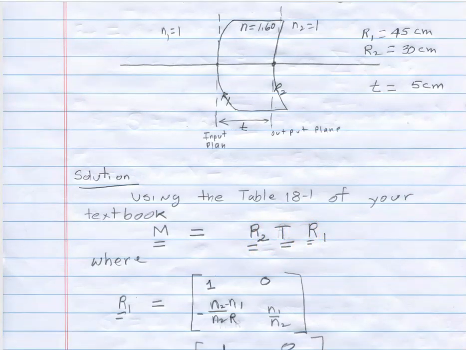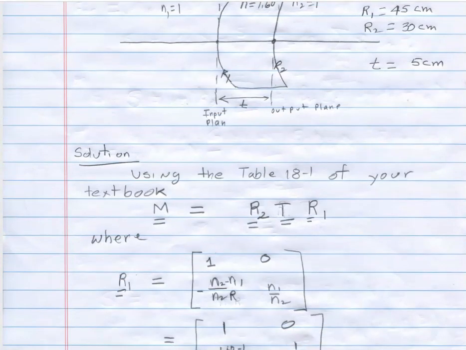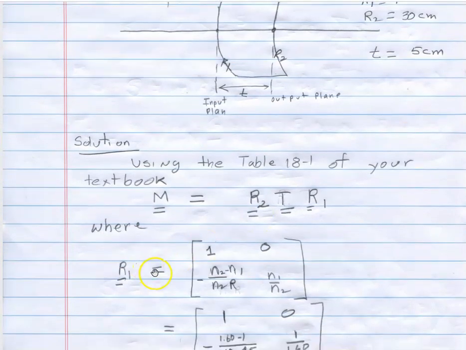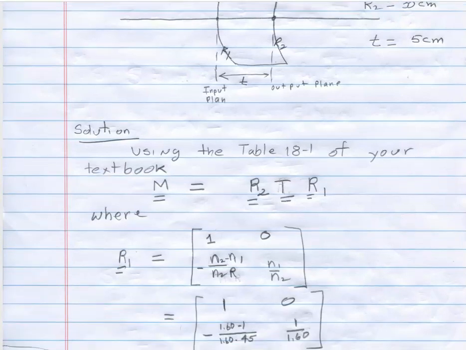And we just go to that table. This is the way I like to write them, so let me write the general formula. The refraction at a spherical interface is 1, 0, and I like to put a negative sign, N2 minus N1 over N2R, and N1 over N2. That's the initial over final, and this is initial over final. That's just the way I remember them.